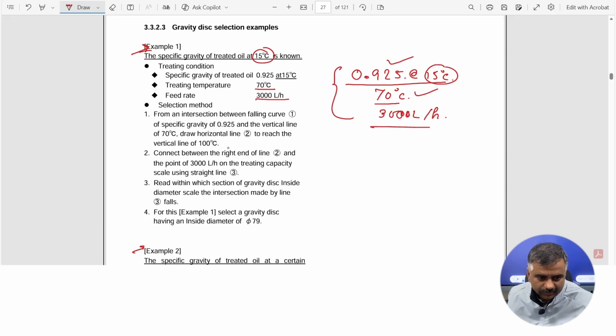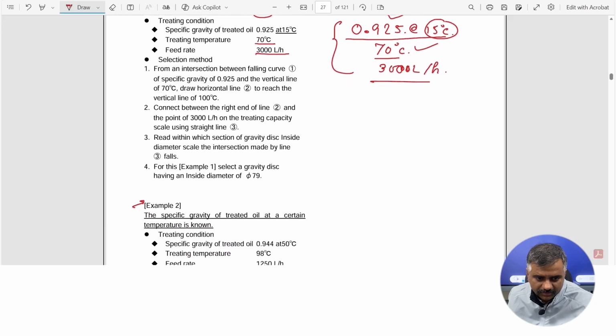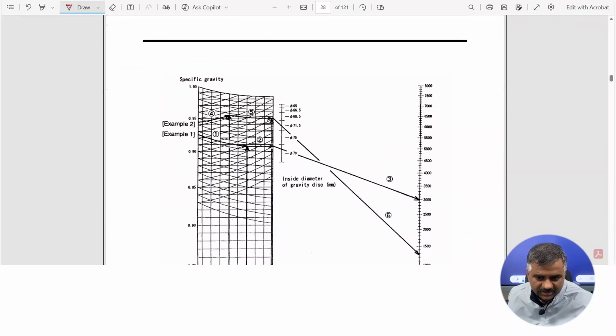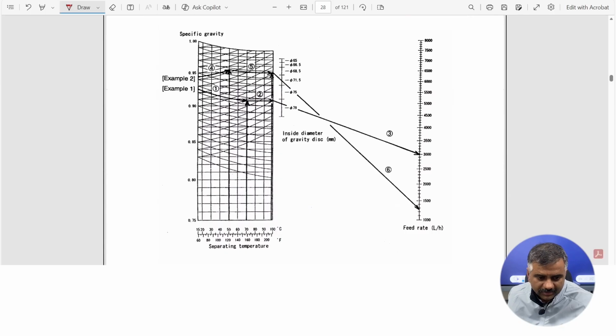Okay, so now this is the nomogram. So basically in the nomogram, what do we see? On the y-axis we have got the specific gravity, on the x-axis we have got the separation temperature, and in this block we have got the feed rate in liters per hour.